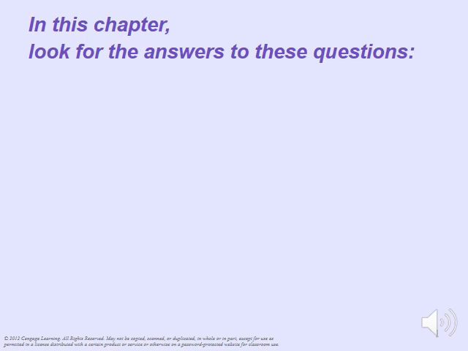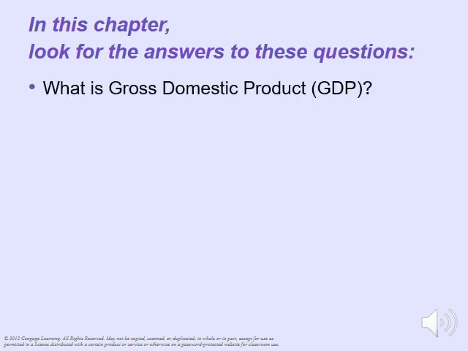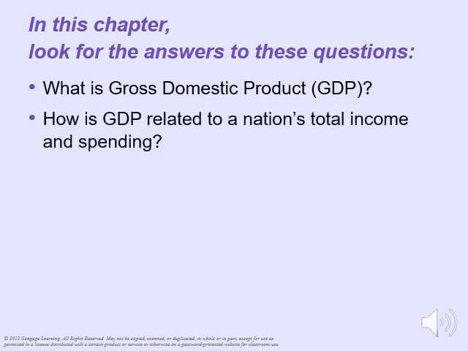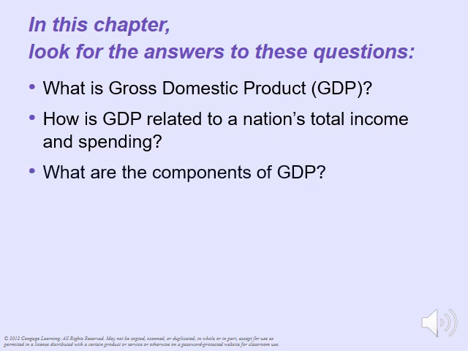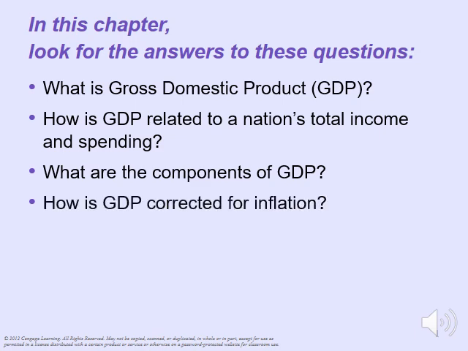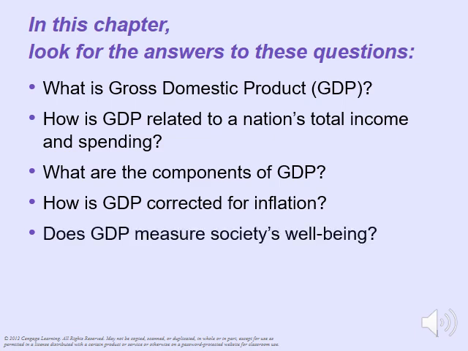In this chapter, we'll be asking the question, what is gross domestic product, GDP? How is GDP related to a nation's total income and spending? What are the components of GDP? How is GDP corrected for inflation? What does GDP measure about society's well-being?